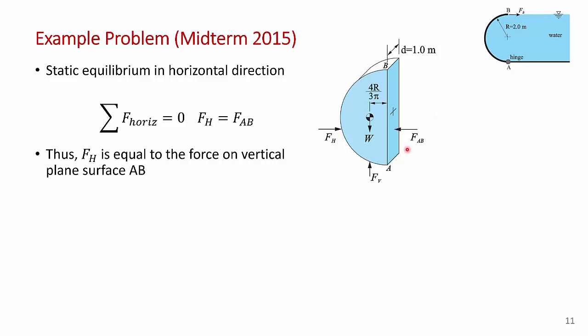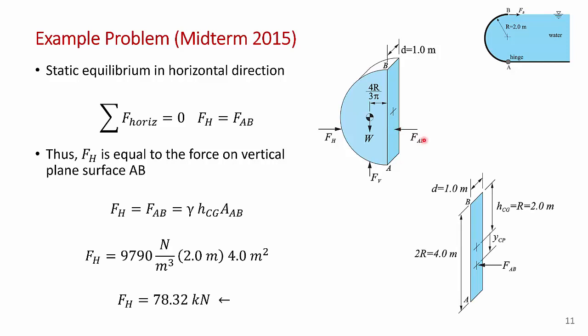And what we have is the force on surface AB, this vertical face. So we can use our techniques that we learned in the previous video for vertical gates to get the force AB. And that's got to equal FH. And they have to be in line because we can't have any moment. This thing's not spinning. It's got no angular momentum. So FH and FAB have to be in line. And we can easily figure out where FAB is. It acts below the centroid at distance YC that we talked about for plane gates in the previous video.